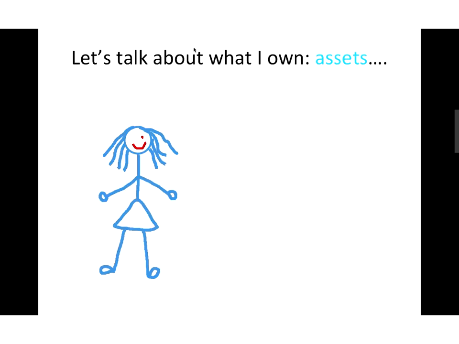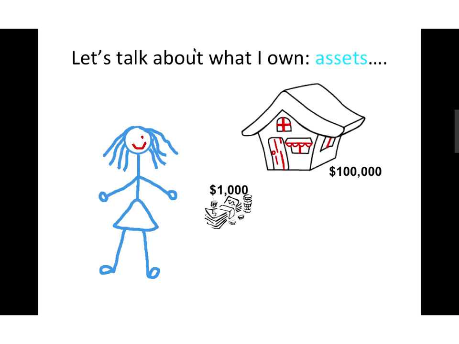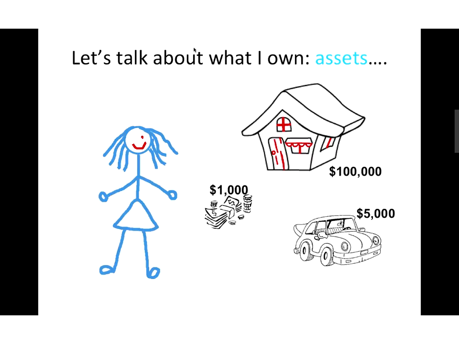So let's talk about what I own. I'm going to talk about this in personal terms, and then we're going to convert this to a business accounting equation. So let's talk about what I own. First of all, let's say I have $1,000 cash. I also have a house, and let's say it's $100,000, and let's say I have a car for $5,000. So these are the things that I own. Those are assets. So I own this cash, I own the house, I own the car.